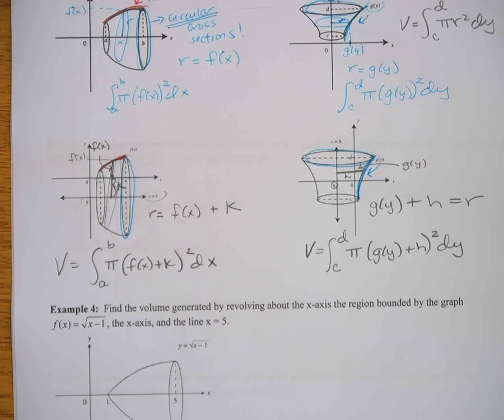So those are four generic examples of how that could happen. What we're going to do now is actually apply it to a specific example here in example 4.